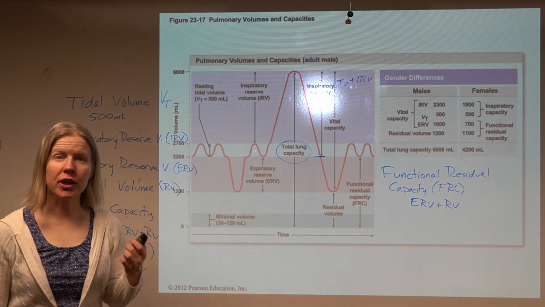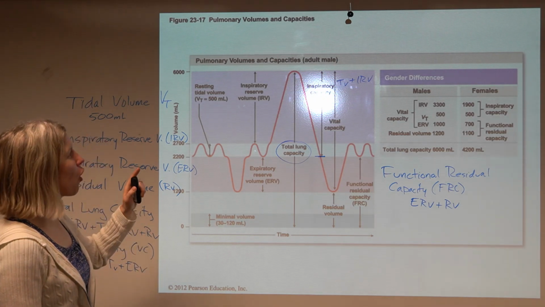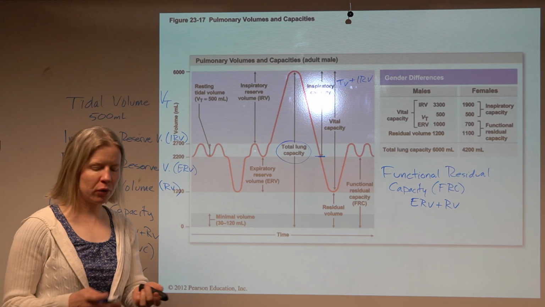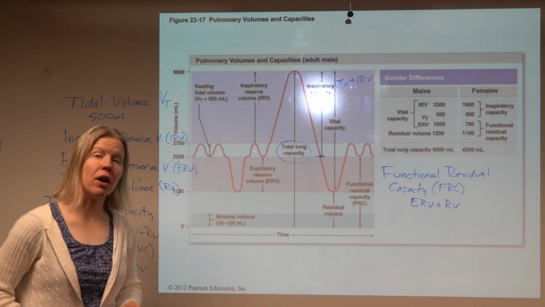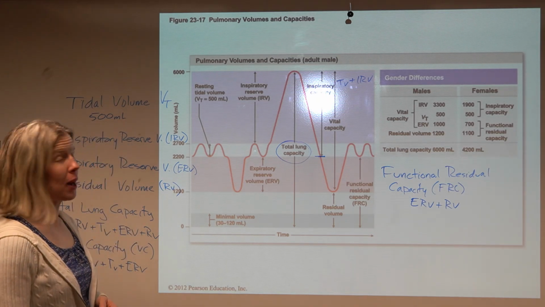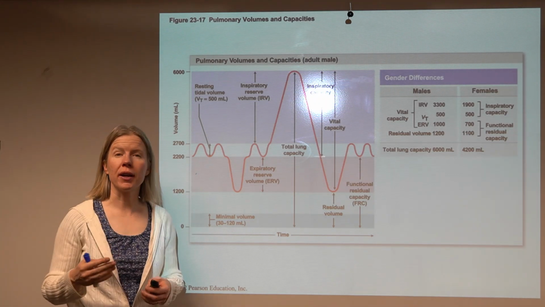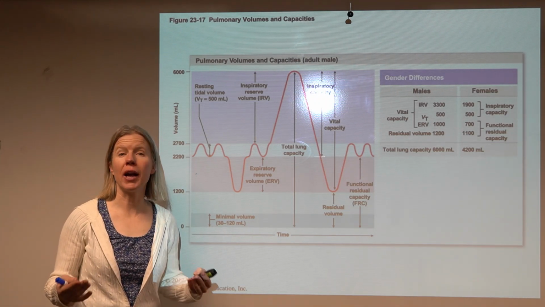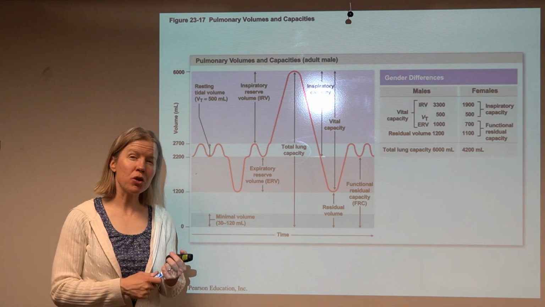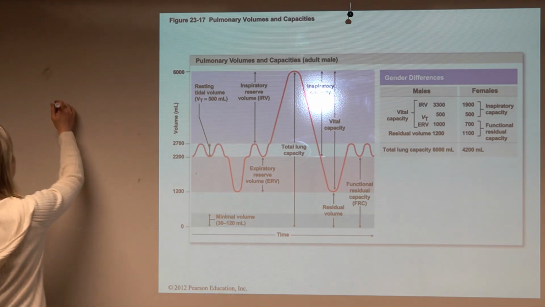In lab, we can't measure all of these volumes, but you'll be able to use a spirometer and get an idea of how some of these volumes are captured. Now, once we know about all of these volumes, we can calculate something very similar to cardiac output. It's called respiratory minute volume.